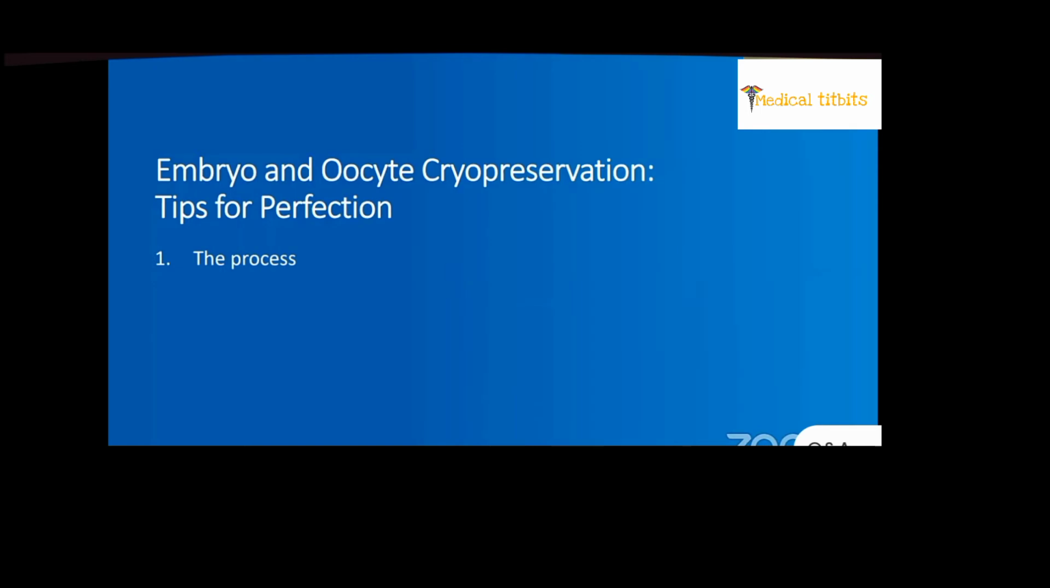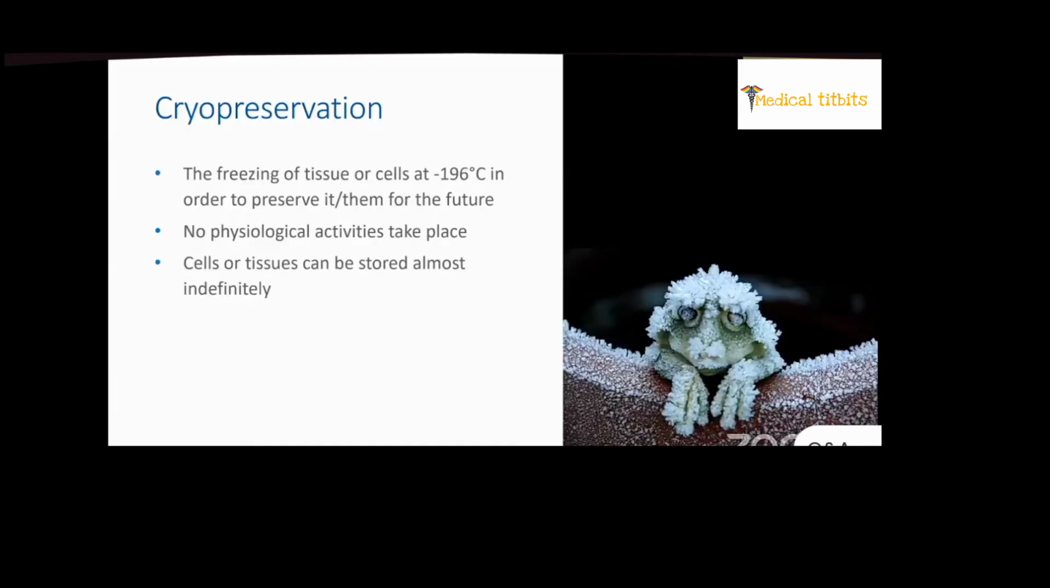So let's start with the definitions and different applications of cryopreservation procedures in IVF programs. Cryopreservation is a process that allows us to stop cell metabolism by exposing them to high concentrations of cryoprotectants, store them at low temperatures, and thereby maintain their viability. Freezing and storage of human tissues and cells is carried out using liquid nitrogen at -196 degrees Celsius in order to preserve them for future use. At this low temperature, there's no physiological activity, so cells and tissues can be stored almost indefinitely.